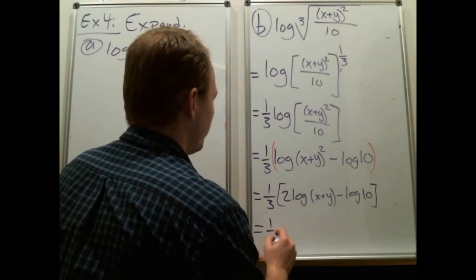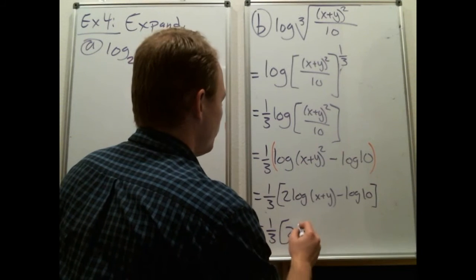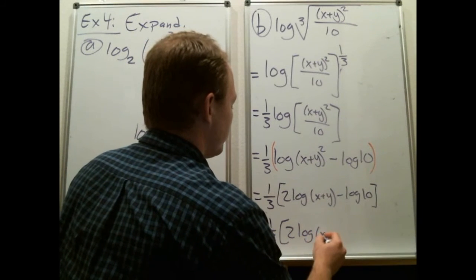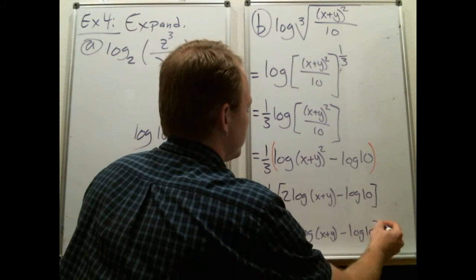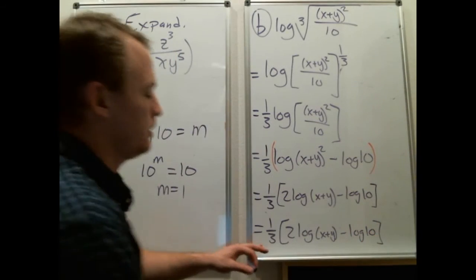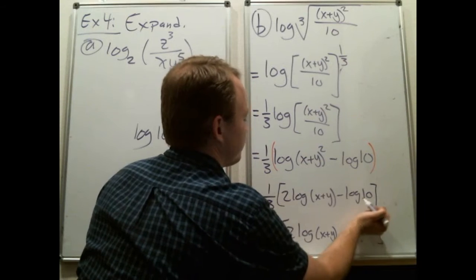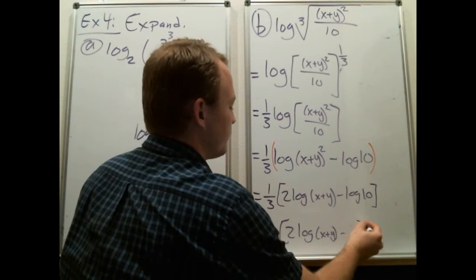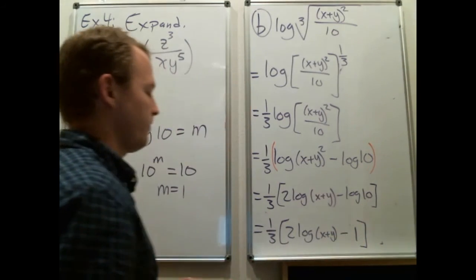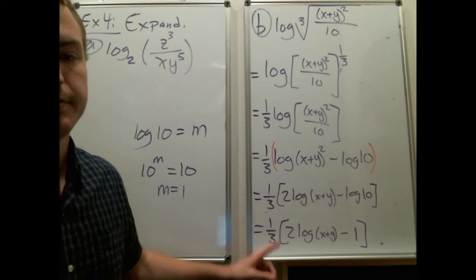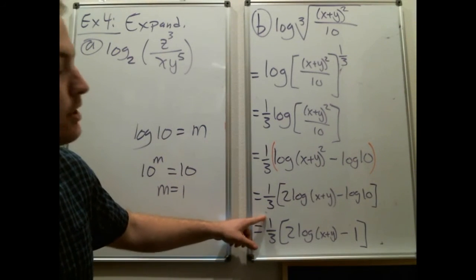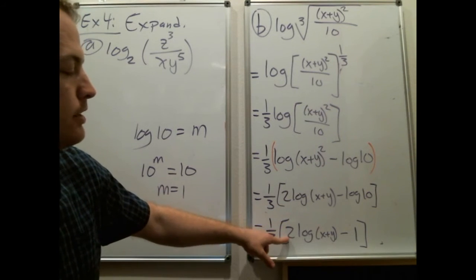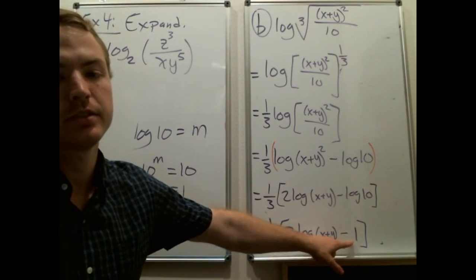This is equal to 1/3 times 2 log of x plus y minus log 10 minus 1. And again, I'm fine with this answer, but Connect Math may not be. So you may have to distribute this to make this 2/3 and make this minus 1/3.